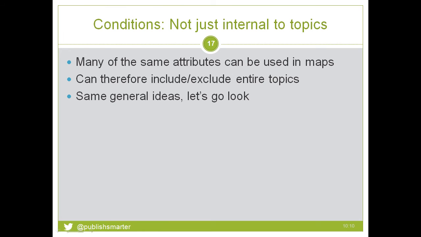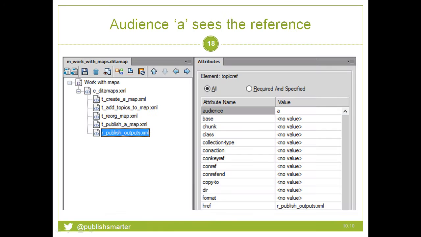These types of conditions are not just used internally inside a topic. Many of the exact same attributes can also be used in maps. This means that you can therefore include or exclude entire topics. It's the same set of general ideas, so let's go take a look.